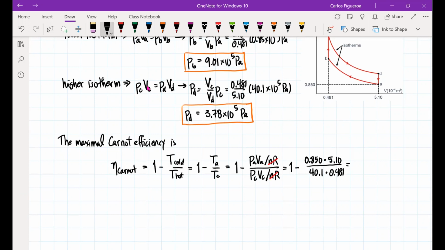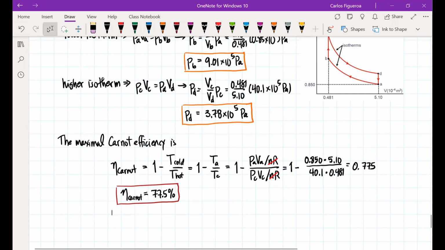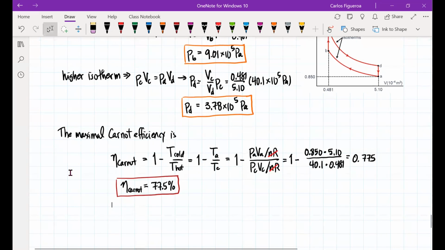And when I compute that, I get 0.775, which then tells me here that the Carnot efficiency is 77.5%. So now I know my Carnot efficiency. Now that is a very large efficiency. So now I've got to go through the process. And here I go.